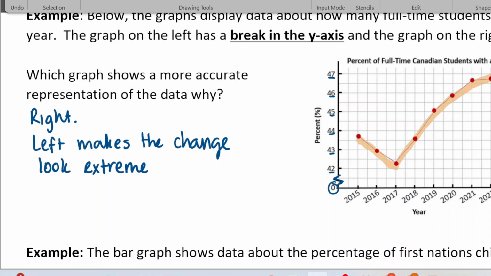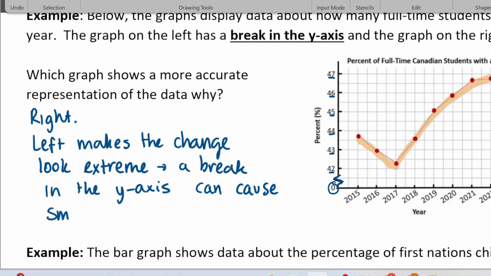A break in the y-axis can cause small changes to look larger.